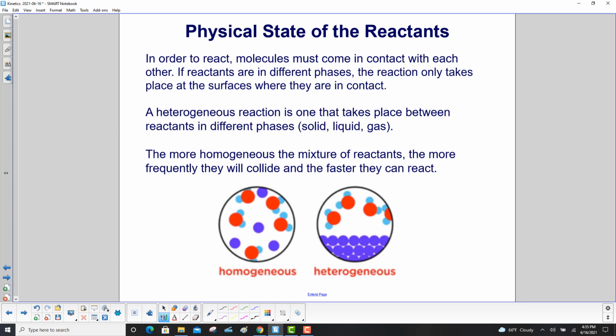If reactants are in different phases, right, solid, liquid, gas, the reaction only takes place at the surfaces where they're in contact. A heterogeneous reaction takes place between reactants in different phases, solid, liquid, gas. The more homogeneous the mixture of reactants over here, the more frequently they will collide and the faster they can react. Because over here, you're only going to react at this surface area right here between these molecules and these molecules.